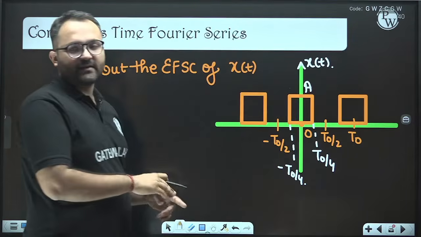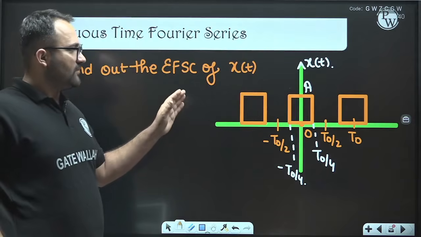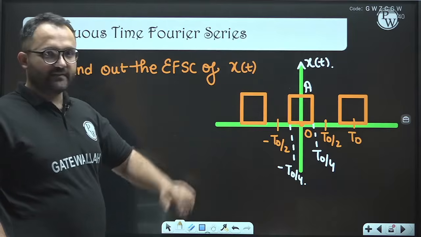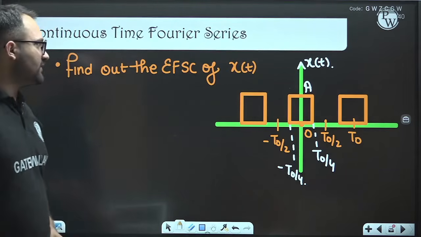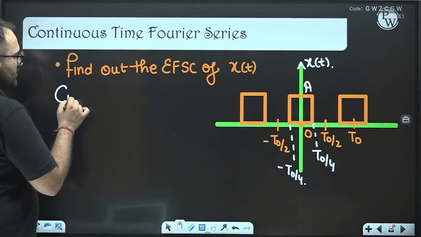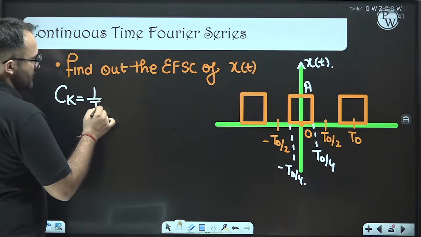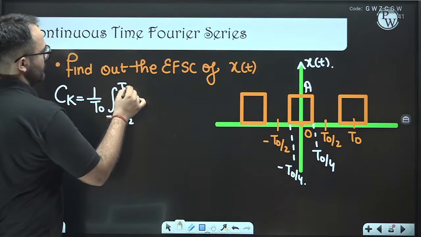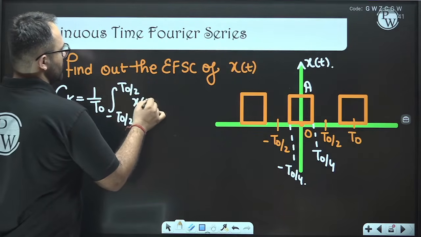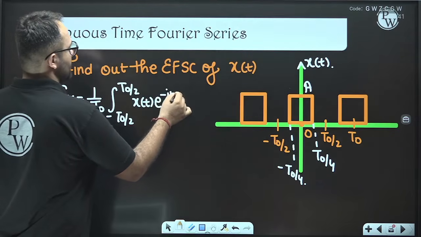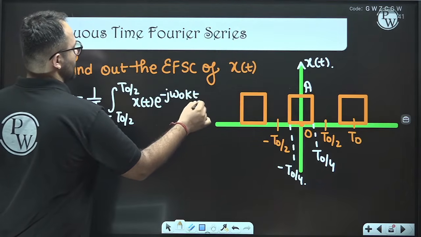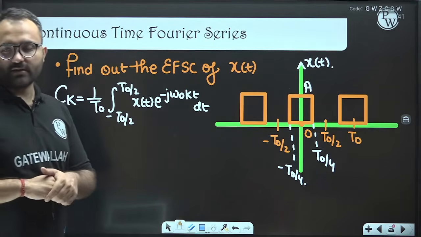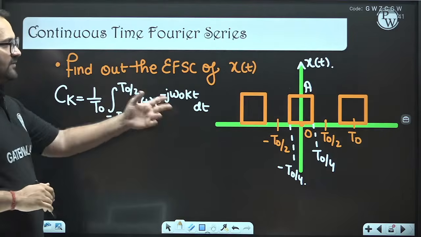We can see that it is a rectangular pulse which has a period of T naught. So we have to find out the exponential Fourier series coefficient. Just recall the formula. Ck is equal to 1 upon the time period, integration from minus T naught by 2 to T naught by 2, x(t) e to the power minus j omega naught k t dt. Omega naught is 2 pi by the time period, 2 pi by T naught. So we can easily solve it.